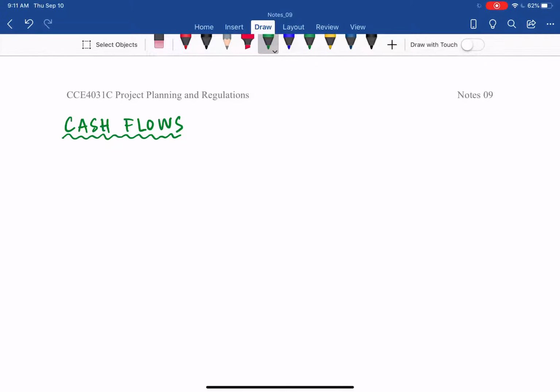The last concept we discussed today is cash flows and how to draw a cash flow diagram. So let's make a few definitions and apply them in the last two problems in today's class, and then you have additional practice problems later on. First, what is cash flow?